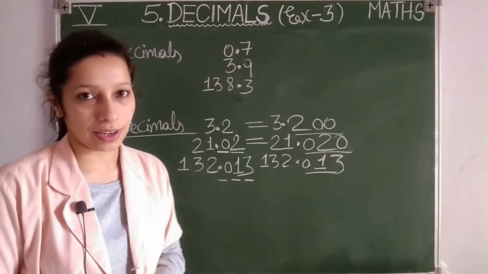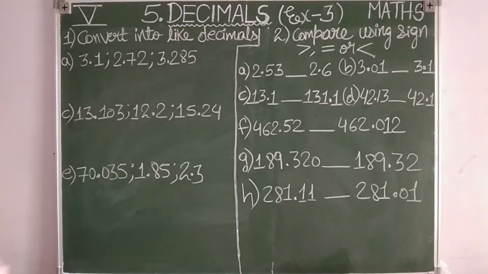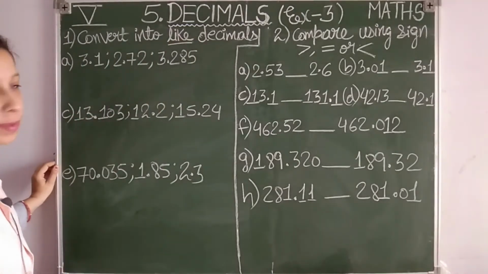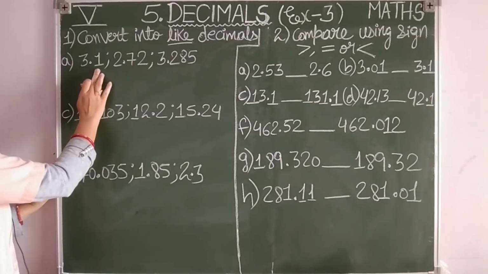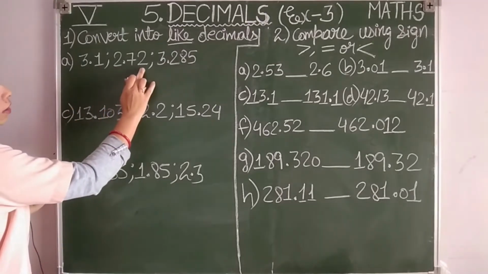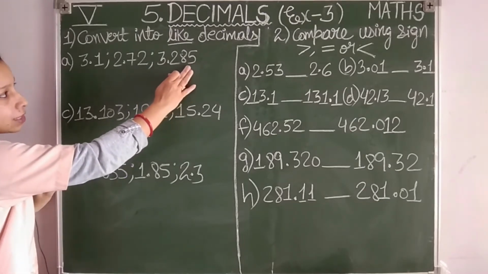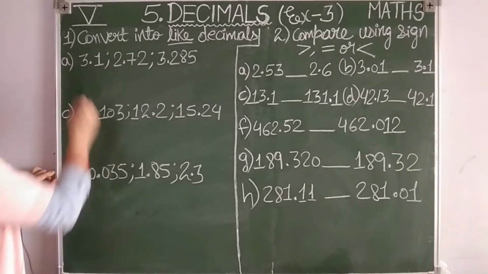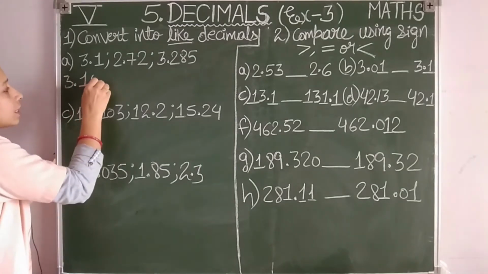Let us start Exercise 3 now. So students, question number 1, convert into like decimals. For converting into like decimals, first step, see, after the point which digit has the highest place value? After the point tenths, hundredths, thousandths, isn't it? Tenths, hundredths, thousandths. This is the highest place value. So these two numbers also we are going to convert to the thousandths place. How? Let us see 3.1. This is only the tenths place. You want up to thousandths, so hundredths, thousandths.